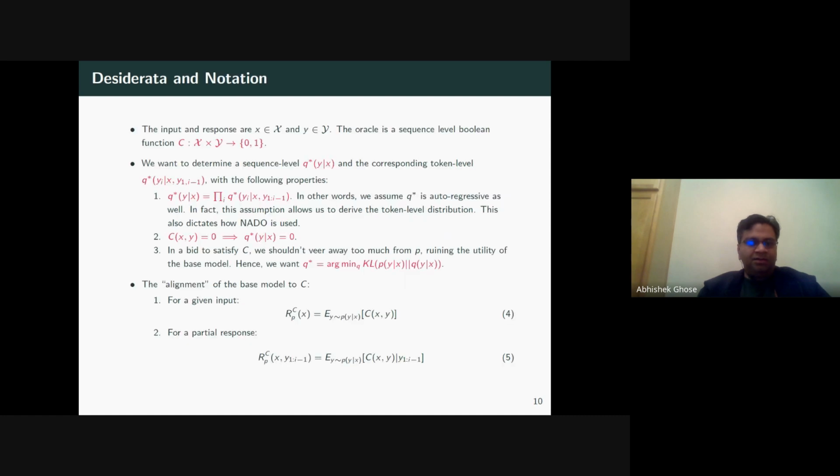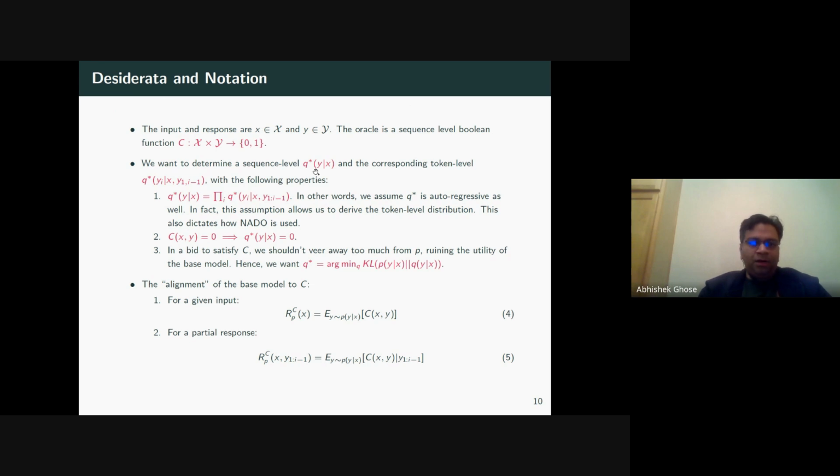Okay, so with NADO we'll have to get into a bit of the math, because like I said, the probability incompatibilities are a little hard to fix, but they can be fixed, and we'll see how. Your oracle here is a sequence level Boolean function, and by the way, note the change of notation here. I am making a distinction between the input x and the output string y, because with NADO that formulation works better. So you have the sequence level Boolean function that maps to just 0 and 1. It does not produce a score, it just says whether it satisfies the constraint or not.